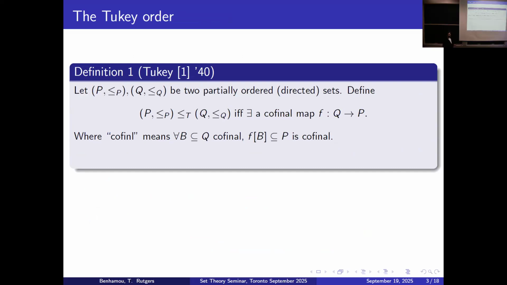So what do I mean by cofinal? I mean that every cofinal subset of Q is mapped by this cofinal map to a cofinal subset of P. That's a cofinal map. So it reduces every cofinal subset of Q to a cofinal subset of P. So in some sense, the cofinal subsets of P are simpler than the cofinal subsets of Q.